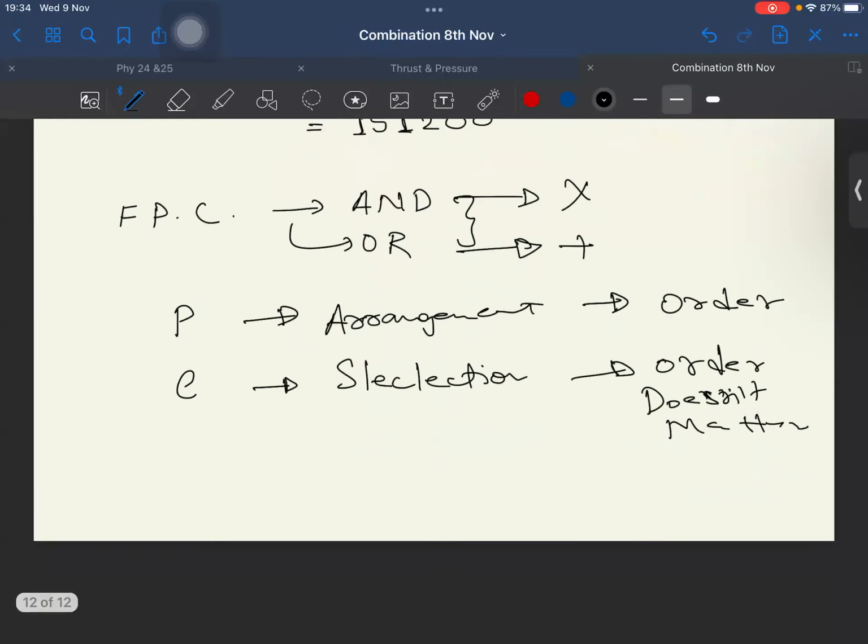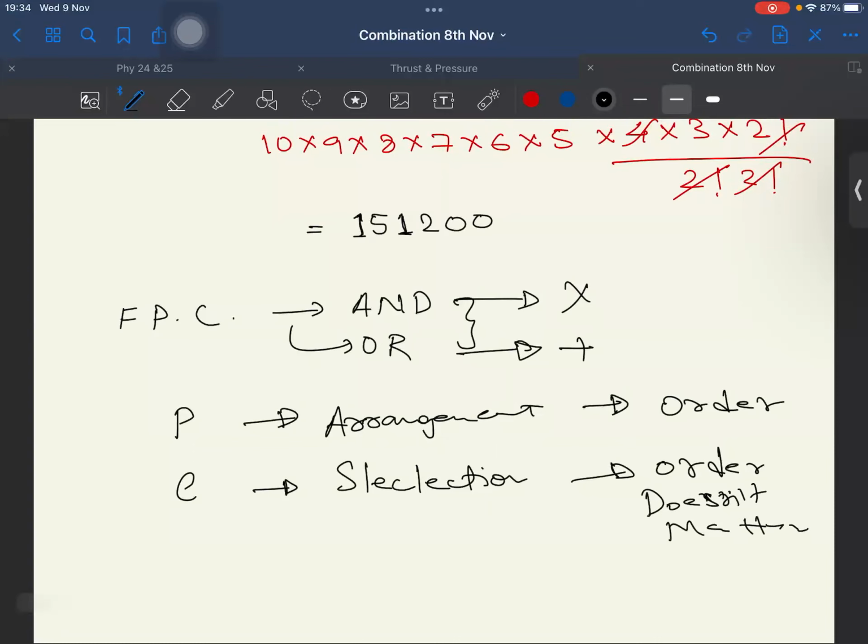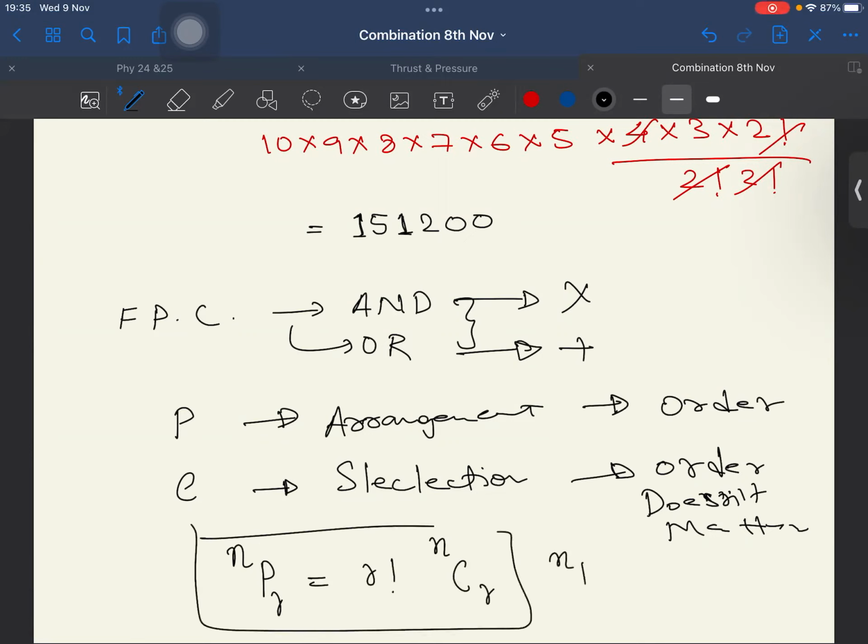Okay, so order will not matter here because it's obviously a selection, and one really important formula that we saw is nPr is equal to r factorial times nCr. We have proved this formula also. We know nPr is equal to n factorial upon (n minus r) factorial, and nCr is equal to n factorial upon r factorial (n minus r) factorial.